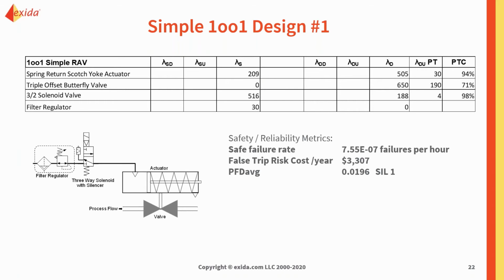If we take the probability of a trip in a year times the cost of a trip, that gives us the false trip cost per year of $3,307. Our dangerous failure rate, the one people really put the most focus on, is 1.34 e to the minus 6 failures per hour. So the probability of failure on demand, you can see here, is 0.0196. So we're at SIL 1, based on IEC 61508 tables.